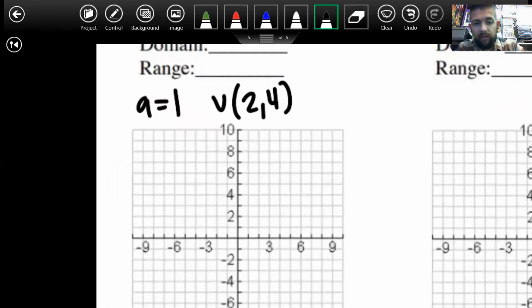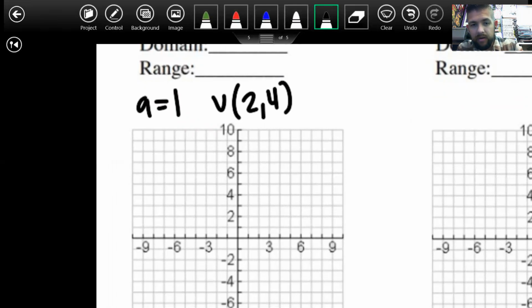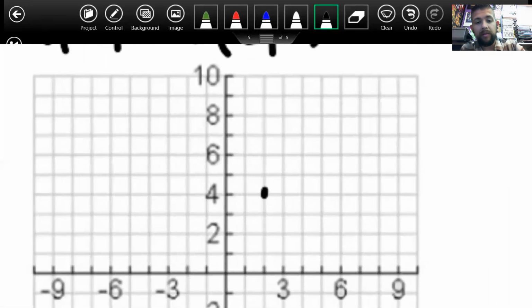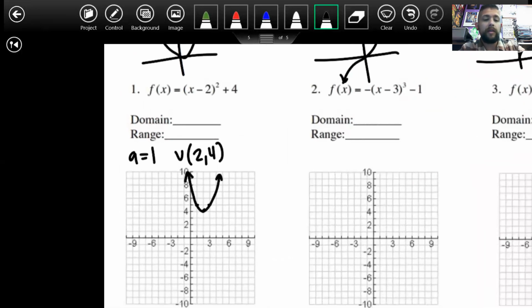Going over 2, up 4 gives me a function value here. Okay, that is my vertex. The vertex is always key when doing these. Now, because our a is 1, we're always going to go 1 away from each side of these and go in the same direction. If it was negative, we would be going down. If it was positive, we'd be going up. Looking at this, I'm going to go over 1, up 1, over 1, and up 1 to graph my function. It doesn't need to be super accurate. I just want you guys to give me something like this.